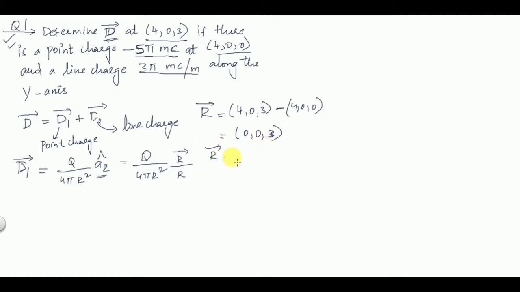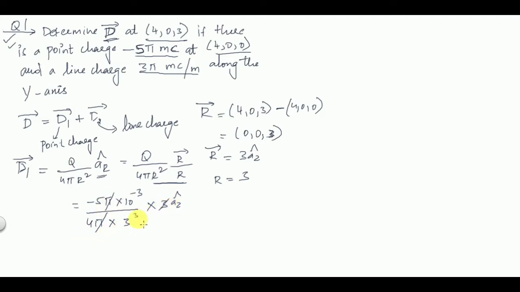Written in vector form, it is 3 az cap. R bar is 3 az cap and R is root of 3 square, which is 3. What is the Q value? Q is minus 5 pi millicoulomb. Substituting that: minus 5 pi into 10 to the power of minus 3, divided by 4 pi into R cube, since R square into R here. R cube is 3 cube, into R bar, which is 3 az cap. The 5 pi gets cancelled.